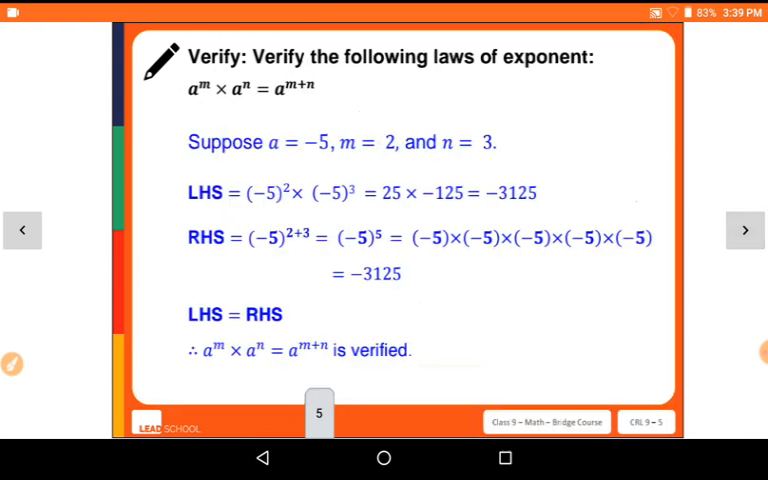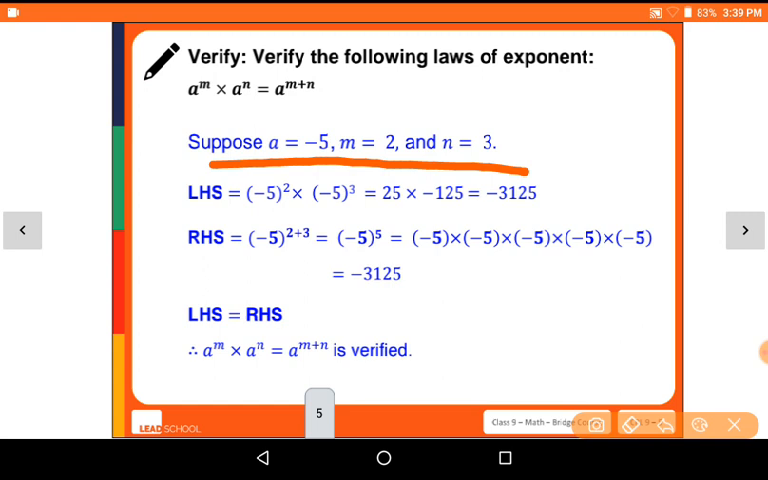In the same way, we verify the following law of exponents: a raised to m into a raised to n is equal to a raised to m plus n. Suppose a is equal to minus 5 is given, m is equal to 2, and n is equal to 3. Then you have to use both sides, left hand side and right hand side, and put the value of each in both.